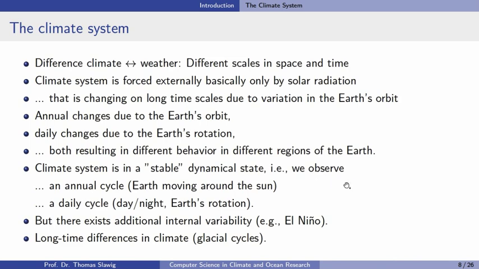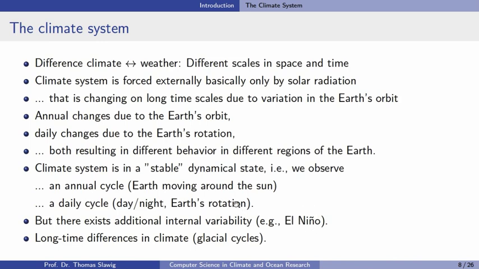Many people say the climate system is in a stable dynamical state, which might sound a little bit like a contradiction. It's a dynamical state, so there is no steady climate, because we have the changes that I mentioned, the annual changes, the daily changes. Stable in some sense, because if it were completely unstable, we would not be alive. So we observe these cycles, but what's important, we also see some additional internal variability.